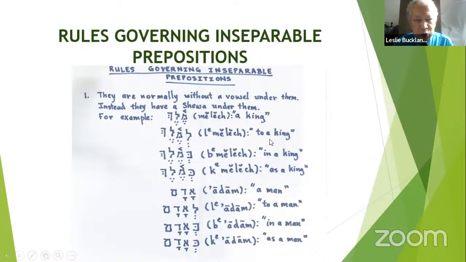Le melek, to a king. Be melek, in a king. Ke melek, as a king. Then atham, le atham, to a man. Be atham, in a man. Ke atham, as a man. So rule number one, they are normally without a vowel under them. Instead, they have a simple schwa under them, as we can see in these examples.